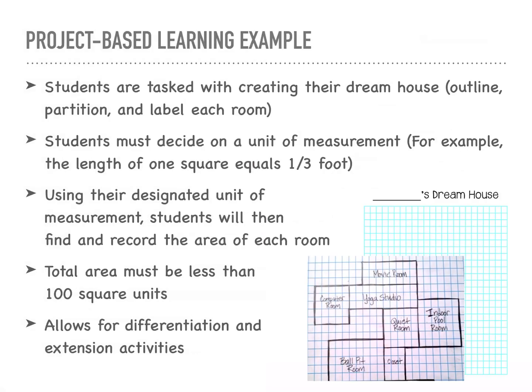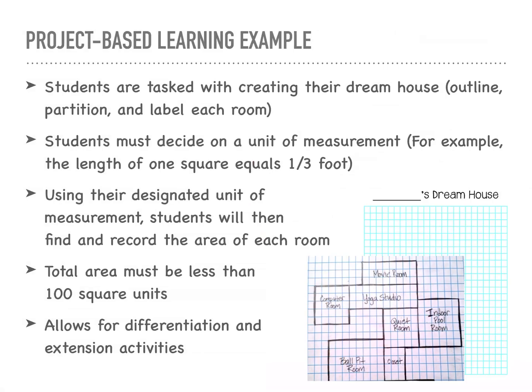In my project-based learning example, students are tasked with creating their own dream house. They must outline, partition, and label each room. Students must also decide on a unit of measurement. For example, the length of one square might equal 1/3 of a foot. Using their designated unit of measurement, students will then find and record the area of each room, keeping in mind that the total area must be less than 100 square units.